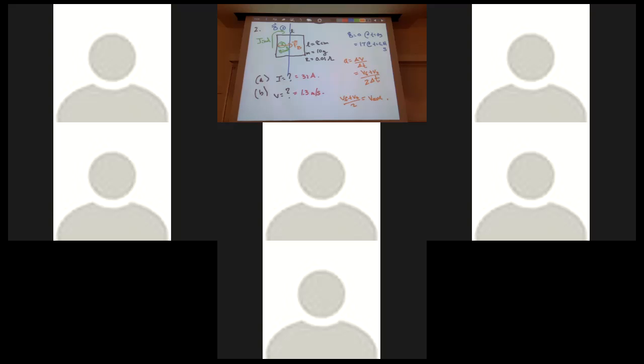So we're assuming the rate of change of the flux is constant, which means that the EMF is also minus the change in magnetic flux over the change in time.